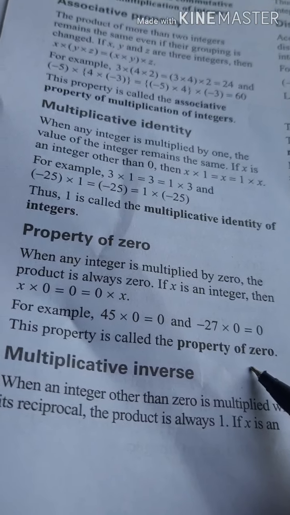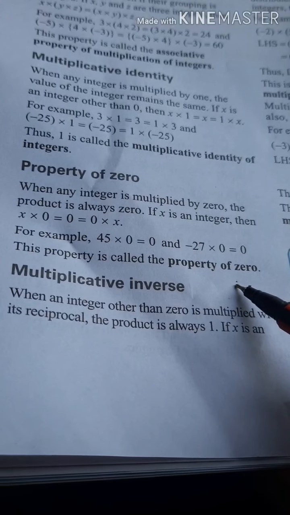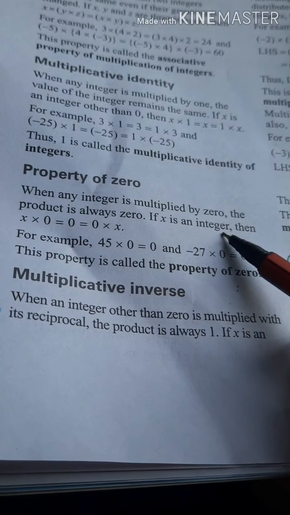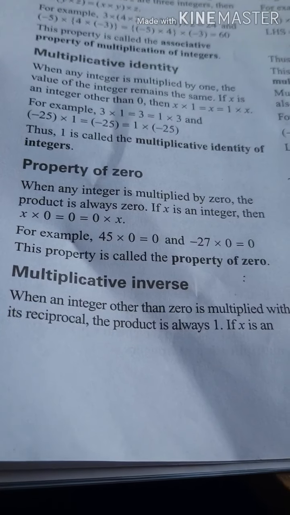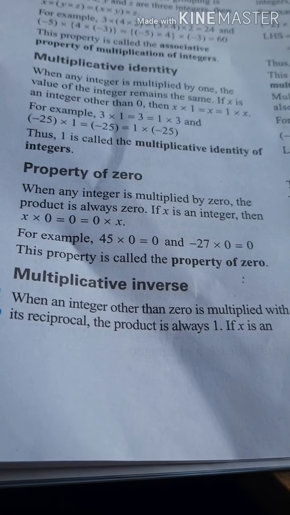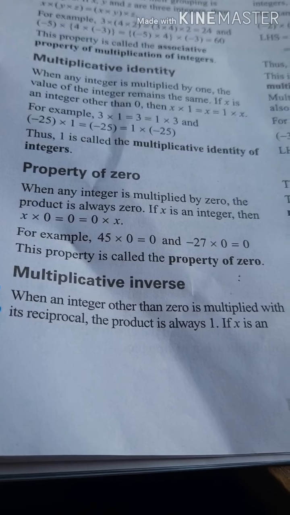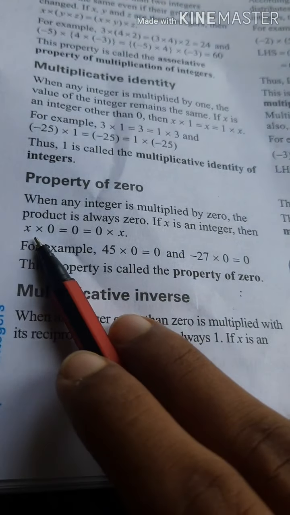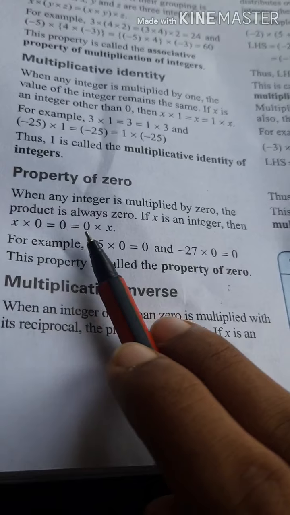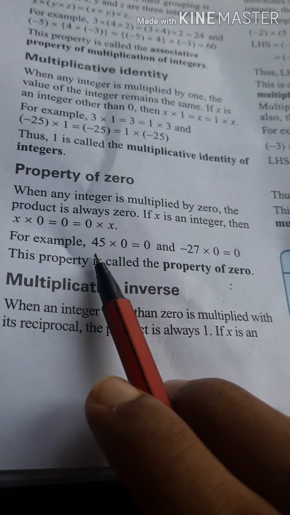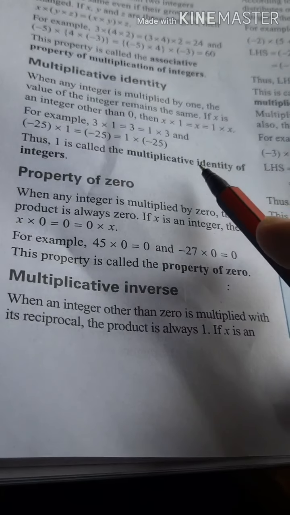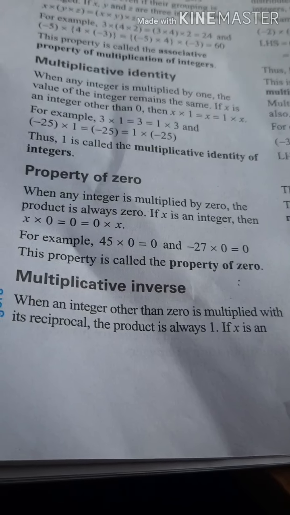Now we will go to the property of 0. The property of 0 means if I take any integer and multiply with 0, what answer will you get? You will get 0. Any number you multiply with 0, you will get 0. Any number you multiply with 1, you will get the same number. See here, x into 0 equal to 0. 0 into x. If you multiply 0 at front or back, you will get 0 only. So this is called the property of 0. Now for multiplication there are so many properties, so be careful.